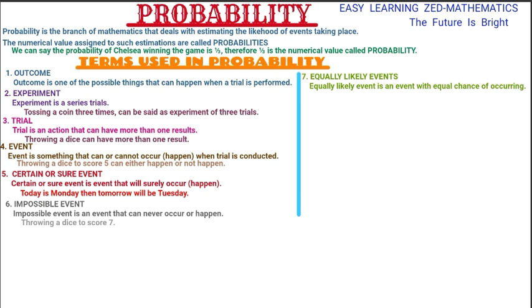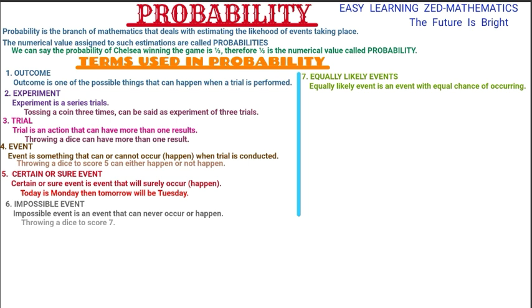So equally likely events are events with equal chances of occurring. If I toss a coin, the probability of a coin landing on a head is 1/2, and the probability of a coin landing on a coat of arms is 1/2. Then that is what we call equally likely events. The same applies if I throw a dice. The chance of a dice landing on 1 is 1 over 6, and also the chance of that dice landing on 6 is 1 over 6. We can also call that equally likely events.